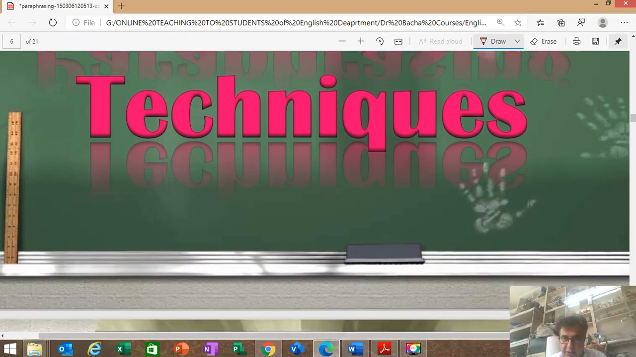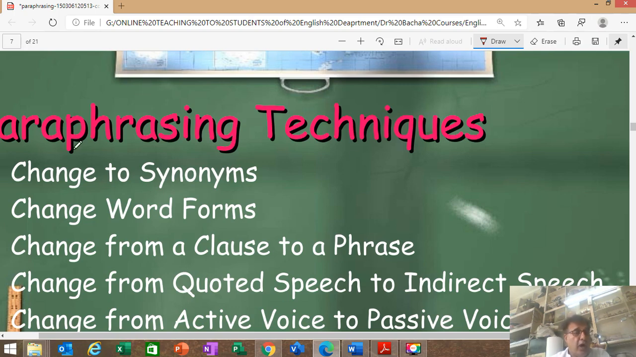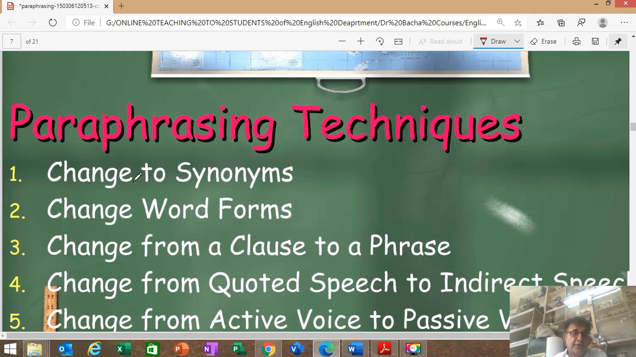Paraphrasing techniques. There are certain techniques for paraphrasing. You have to just look at these techniques. Point number one, change to synonym. You have to find the right synonyms for the words. Synonym means similar words. You have to change word form. You have to change the word forms as well. If the paragraph has been written in the first form of the verb, or the third form, you need to change them. You have to change from class. Class is a bigger part. And phrase.